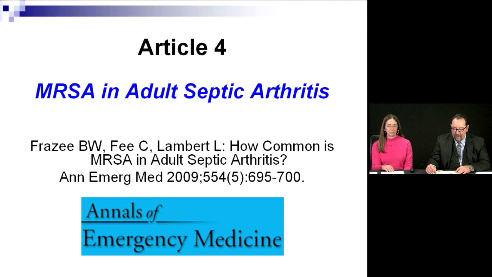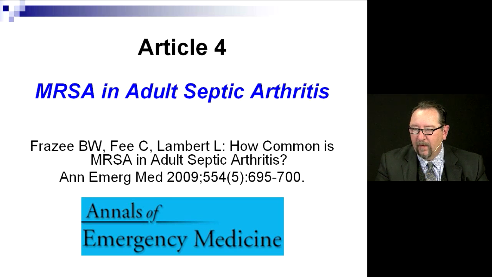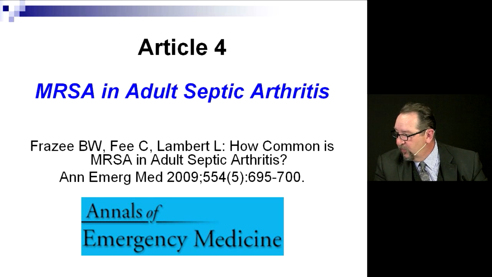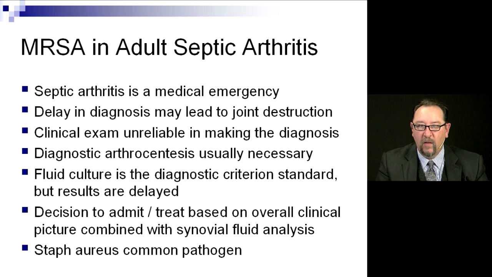Alrighty, so let's do Article 4. We're still sort of on the musculoskeletal stuff, and now we're going to look specifically at how often MRSA is the organism in adult septic arthritis. This is by Brad Frazee up at Highland and some colleagues, so hi to them up in Northern California. This is not huge numbers. It's a relatively small paper, but it's not stuff that's been dealt with, and it's an emerging topic, so it's worth following along.